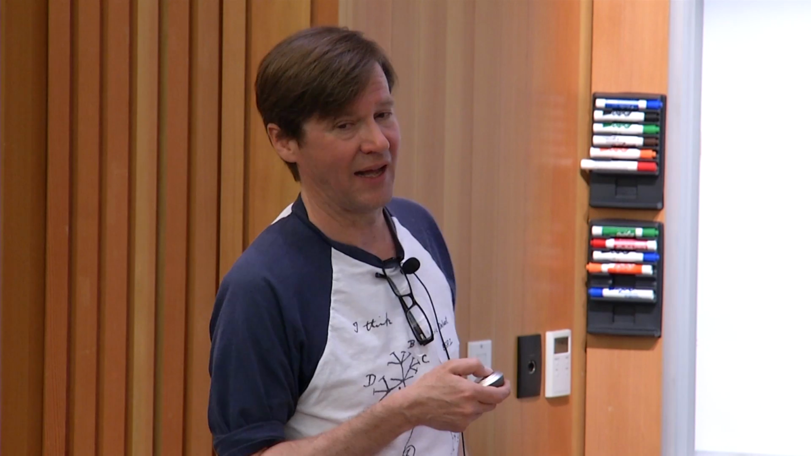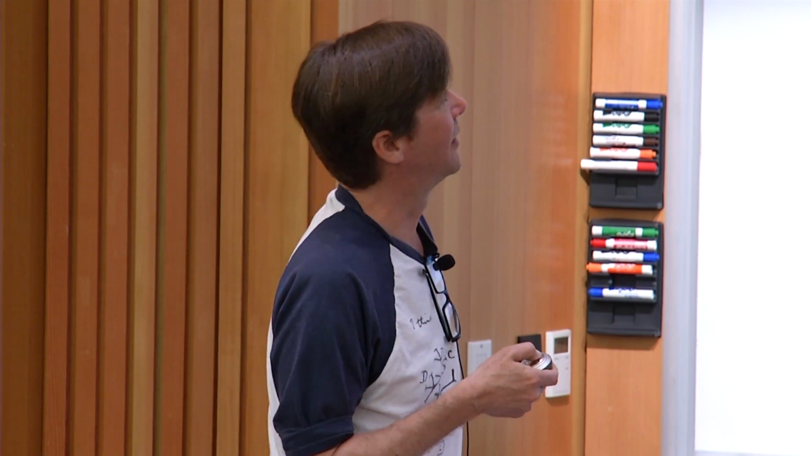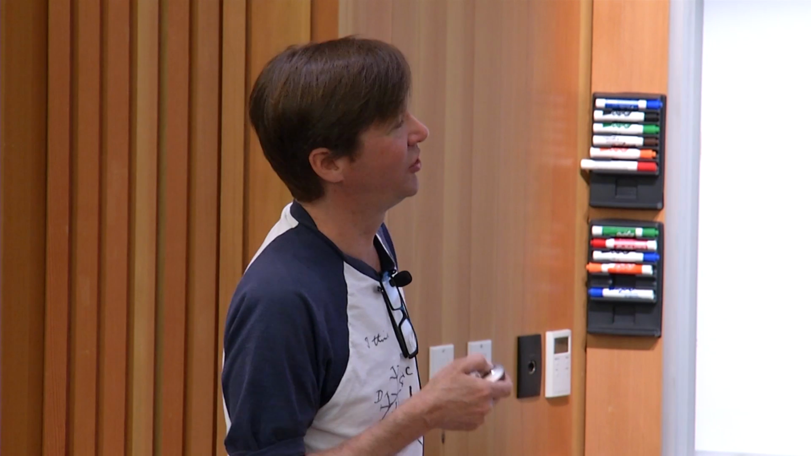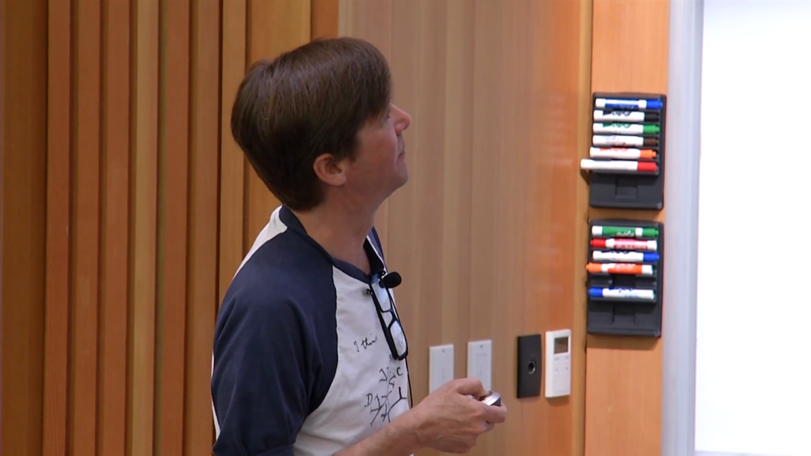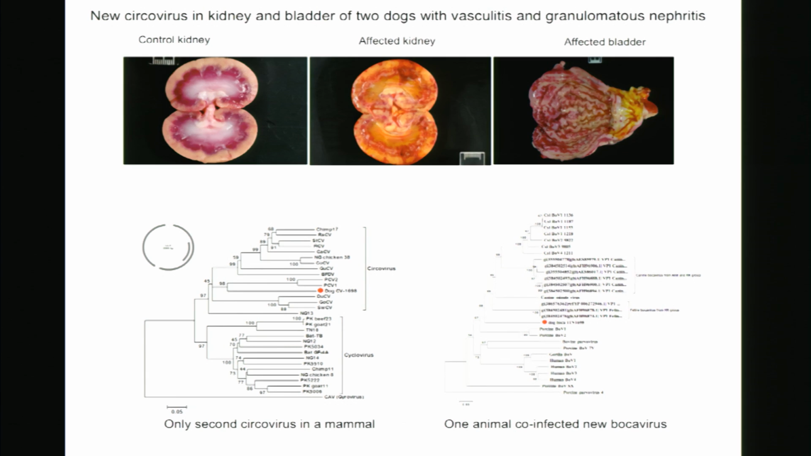We've also been looking at animal samples with a great collaboration with Pat Pisavento in UC Davis. She has a great eye for identifying interesting samples. This was dogs with vasculitis and a problem with their kidneys. And here's the picture of a normal and affected kidney. We found 2 viruses in those tissues.